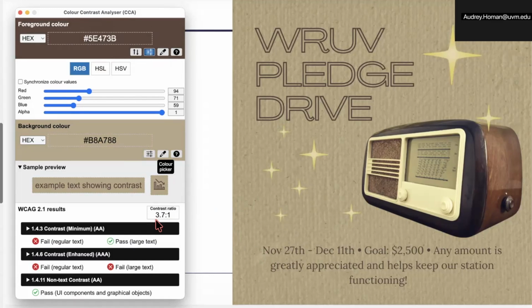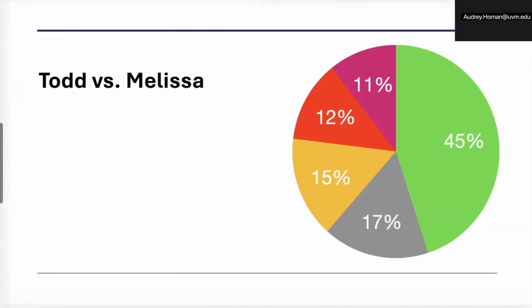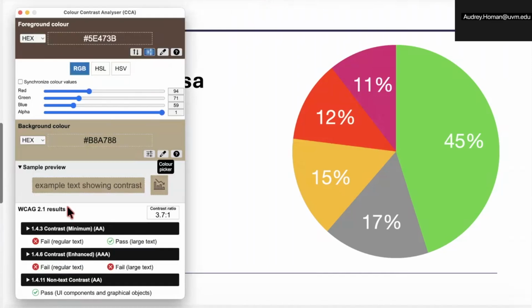Regular text we know has to be 4.5 to 1 to pass. So we know that this particular item has some work that needs to be done to it in the small text. Let's keep going. Remember Todd versus Melissa? Well, I designed that pie chart for a very particular reason, and that's because even though we eventually wound up using a caption that helped us unpack color from meaning, I'm not sure that we actually managed to create an accessible pie chart. So let's measure.